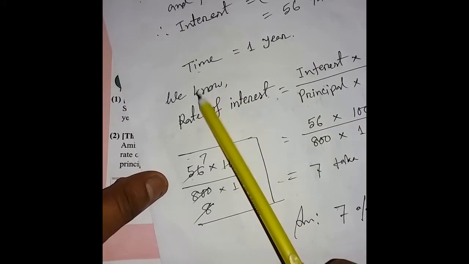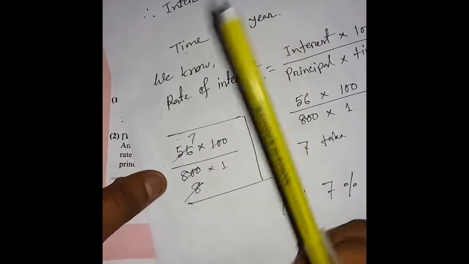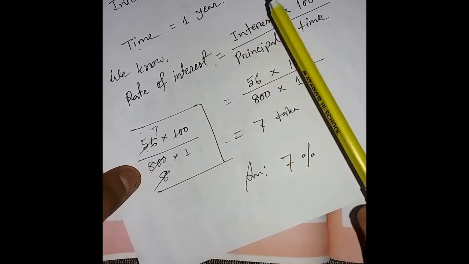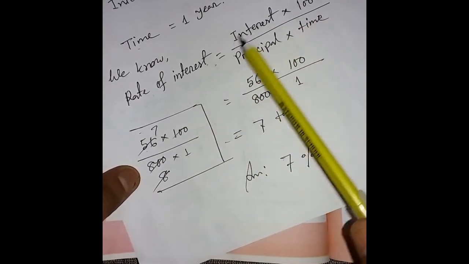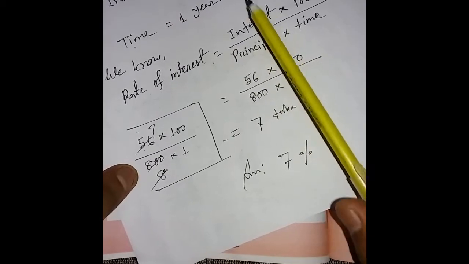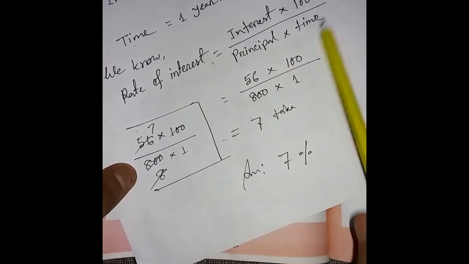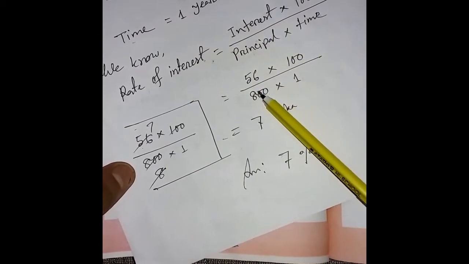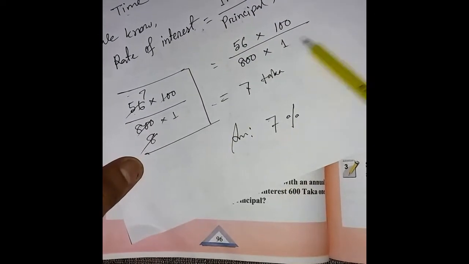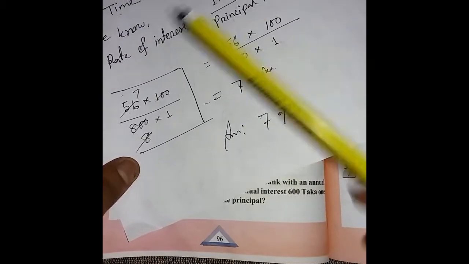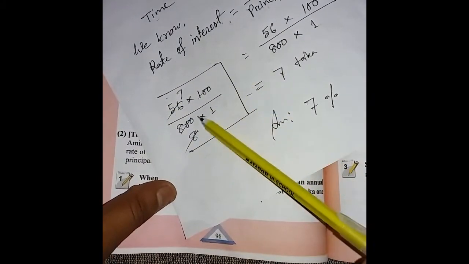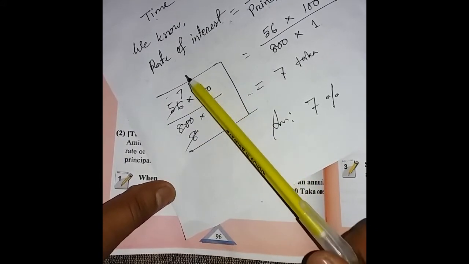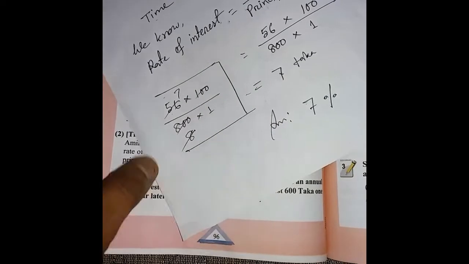So time, and given time equals how many years? 1 year given. So we already know, you have to remember the formula. Rate of interest equals interest times 100 divided by principal times time. The interest here we have found, 56, and 100, and principal we know given here, 800. So 800 times 1, I just write 1, it's unnecessary. So you can see I solve it here. 800, 1, 800, 800 is 8, 100 is 800, 8, 5, 7 is 56. So the result is 7 taka.